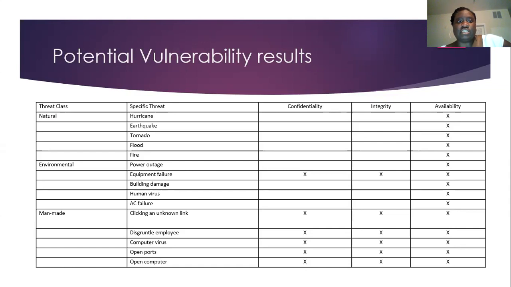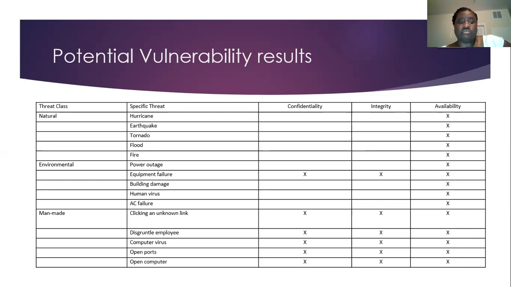If it's a natural disaster, for instance a hurricane, earthquake, tornado, flood, or fire, those would affect availability. Environmental threats, like power outages, equipment failure, building damage, or a virus that a human has, like the flu, and AC failure, the majority of those are availability. Equipment failure can be all three.